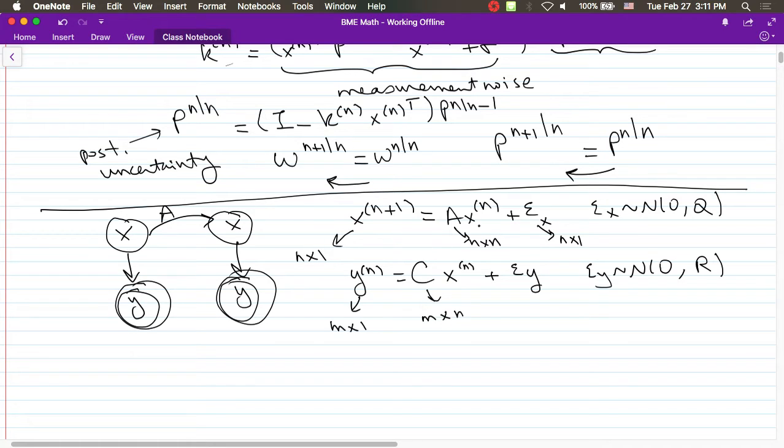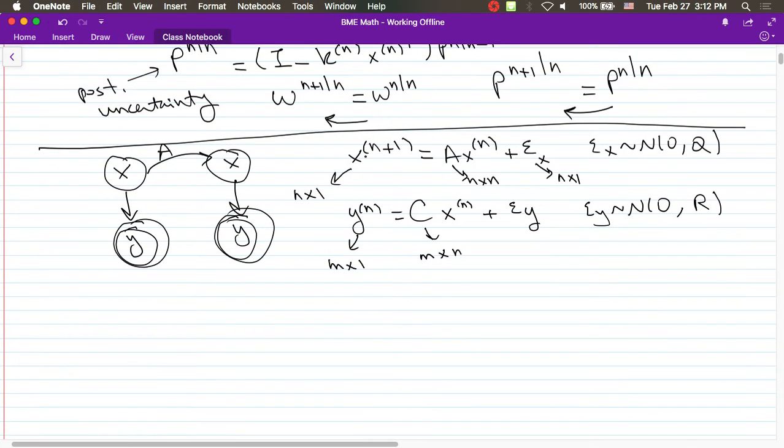I have some state x that is changing based on this matrix A, and I measure my state x through some matrix C that gives me observation y. So maybe x is position, velocity, acceleration, and what I'm measuring is just position maybe, or some component of that state. I can't see all of that state. And what I want to know is, what's the best estimate of the state x given that I have observation y?